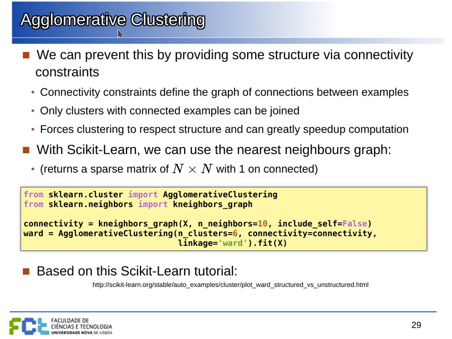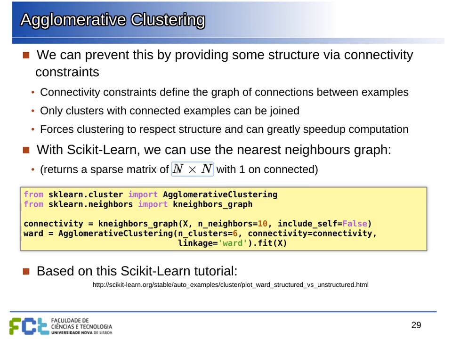So connectivity constraints define a graph of connections between examples, and only clusters that are connected by examples in that graph can be joined. So this forces clustering to respect this graph where we specify the connections, and it also speeds up computation because the algorithm doesn't need to consider all pairs of examples, only those that have connections along the graph.